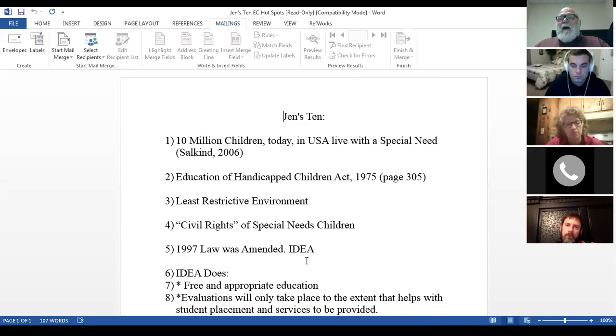Everybody knows PL 94-142, which is the Education of Handicapped Children Act from 1975. That's PL, Public Law 94-142. I don't have that on the screen, but that's what it is. You've all heard of that. That's Exceptional Children's Act. If you haven't read it, you ought to Google it and read it in terms of what children are supposed to get. A lot of school people don't understand least restrictive environment.